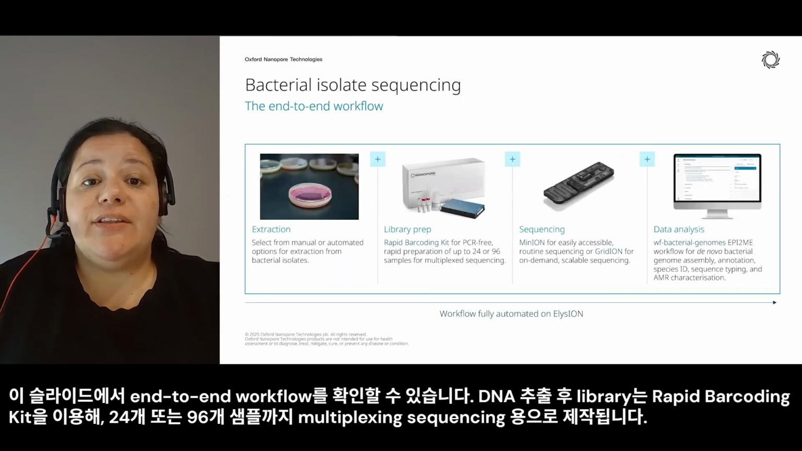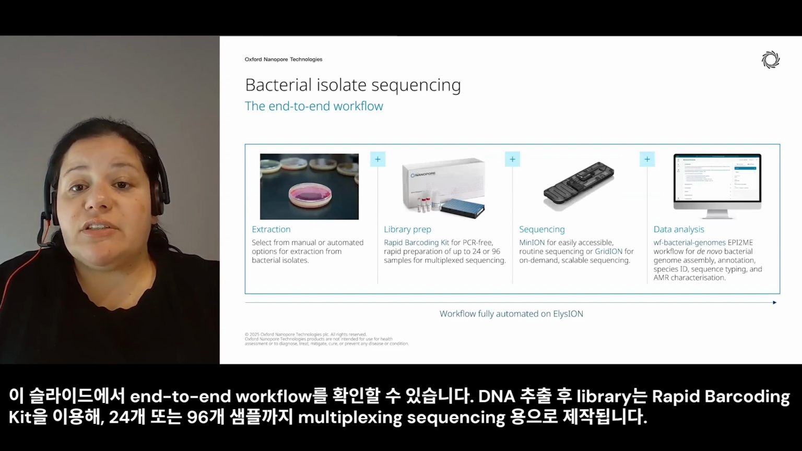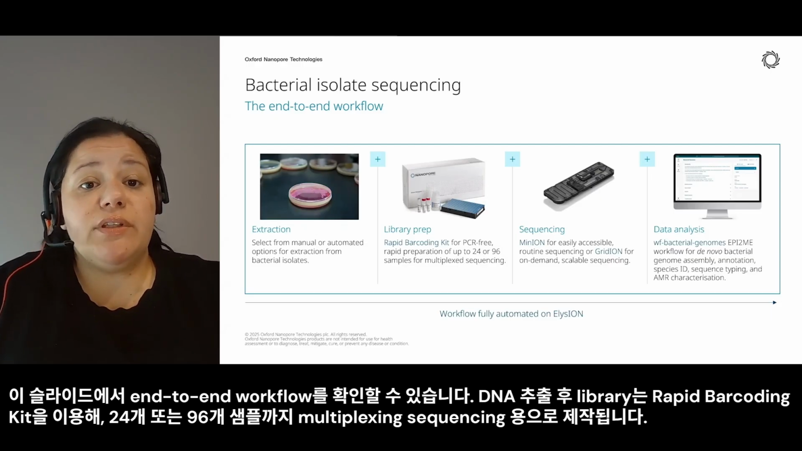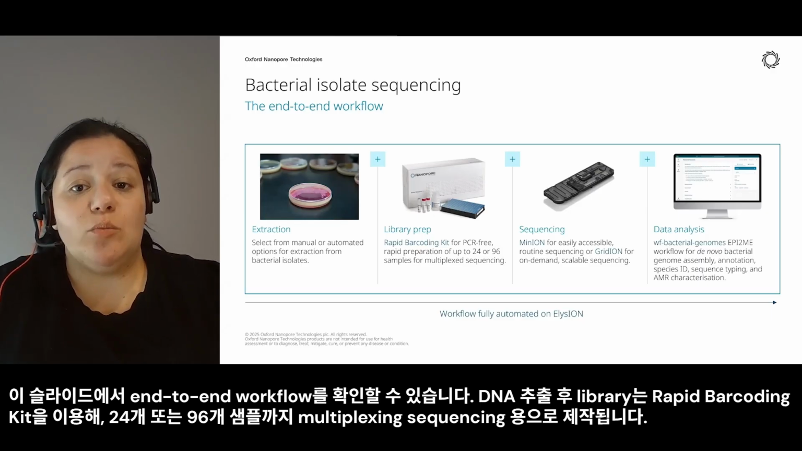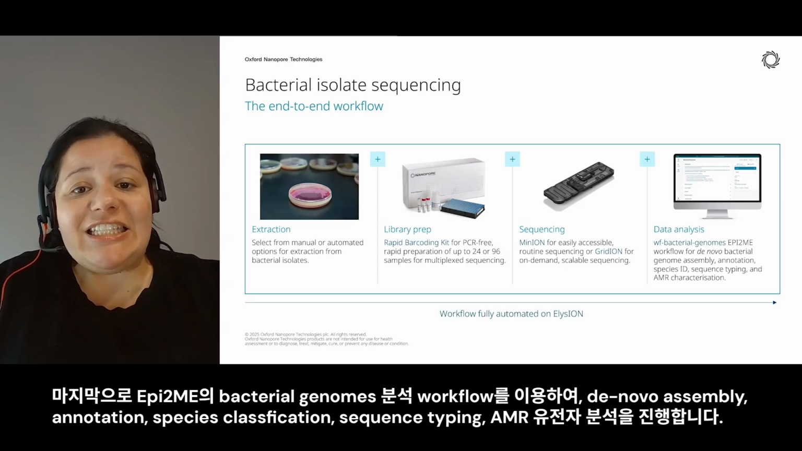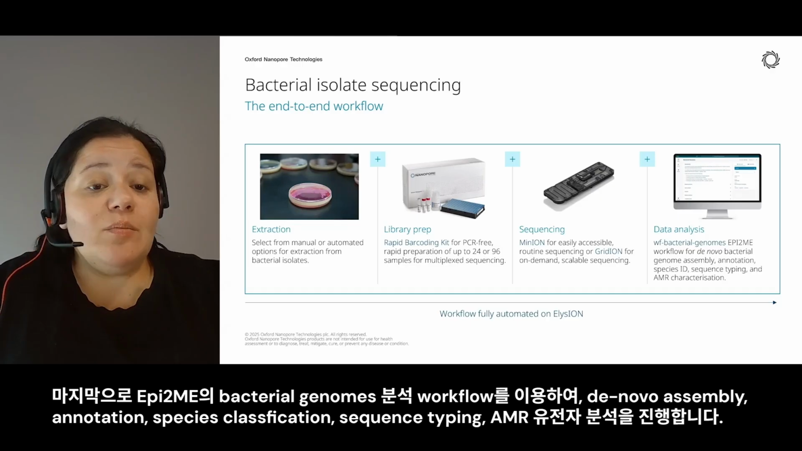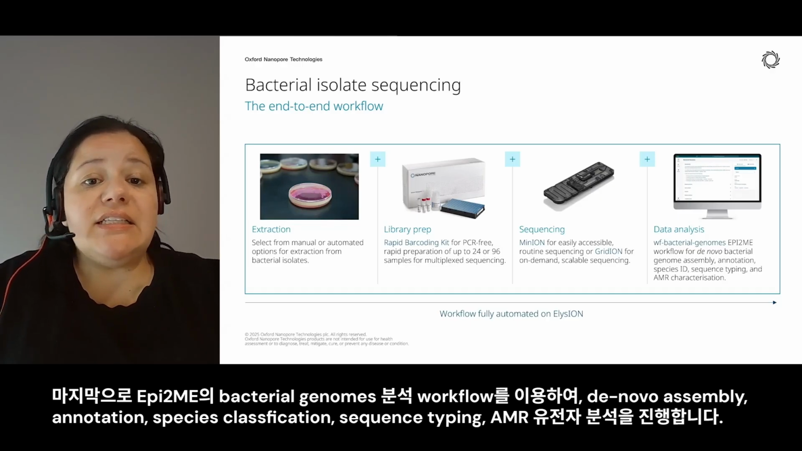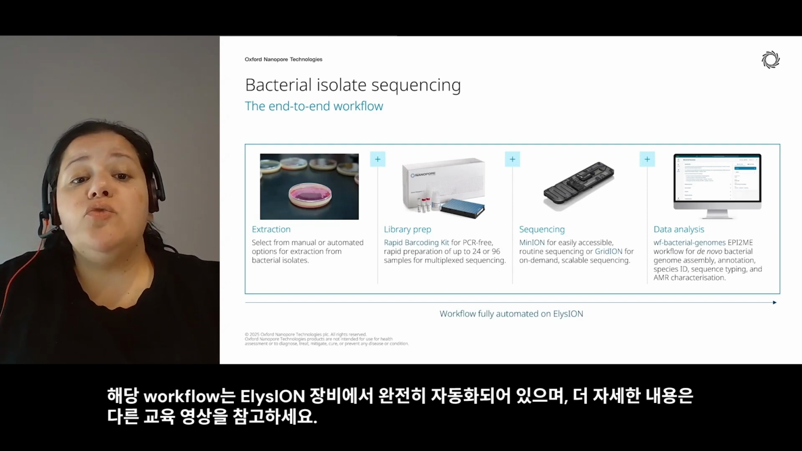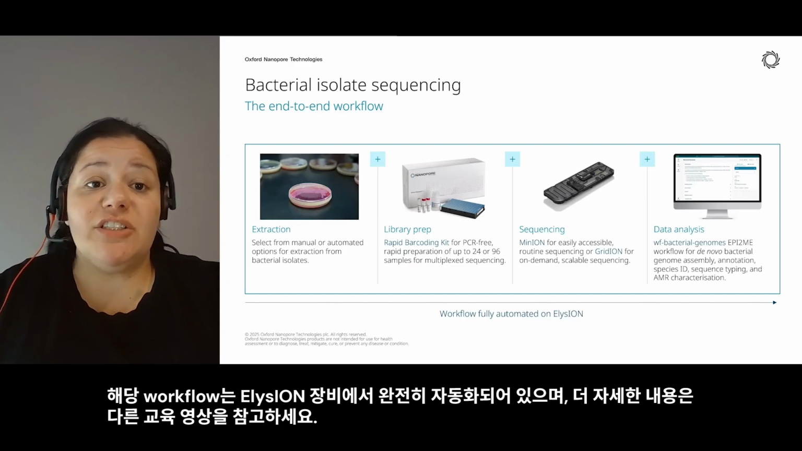And here you can see the end-to-end workflow. So following extraction, libraries are then prepared using the Rapid Barcoding Kit for preparation of up to 24 or 96 samples for sequencing in multiplex. For sequencing, a MinION flow cell is ideal, which is compatible with the MinION or GridION sequencing devices. Then lastly, the bacterial genomes data analysis workflow in EPI2ME enables de novo assembly, annotation, species ID, sequence typing, and analysis of AMR genes. The whole workflow is also fully automated on our Elysion device, which you'll hear more about in the next masterclass of this series.